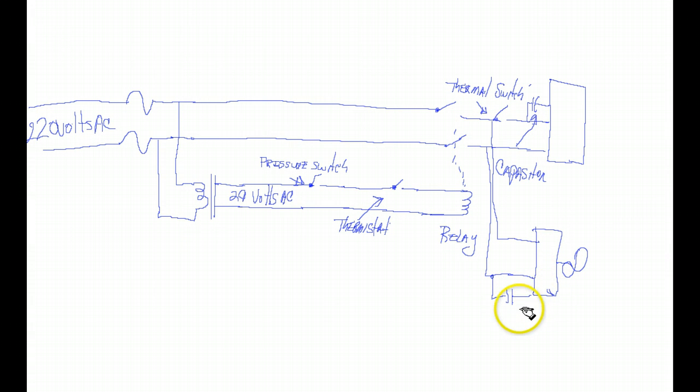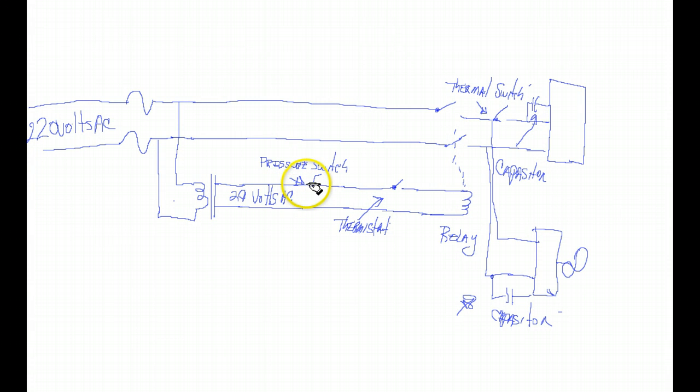So let's kind of review what happens. Okay, the 220 volts come in. It comes through a couple of fuses. All right, and then tied off of that, it comes into a transformer. The transformer converts the 220 volts AC down to 24 volts AC. All right. The circuit then proceeds to a pressure switch.